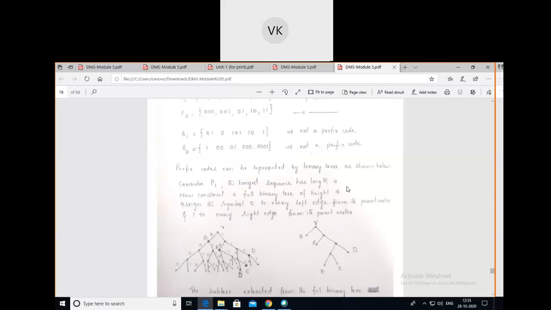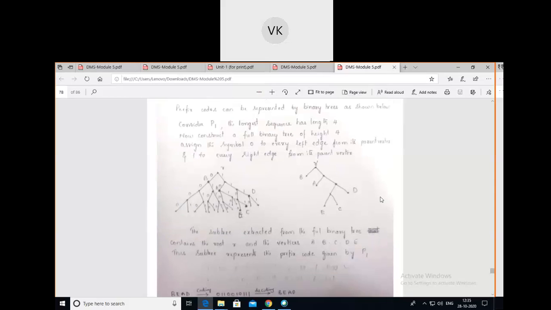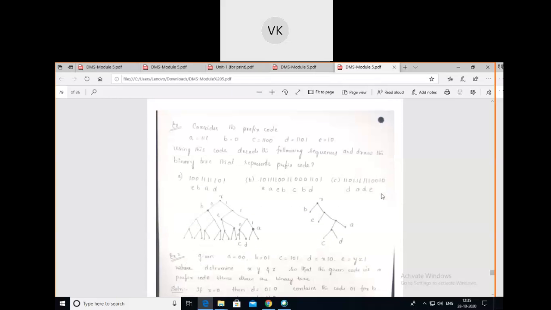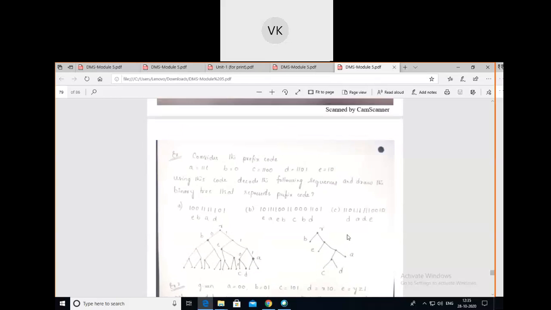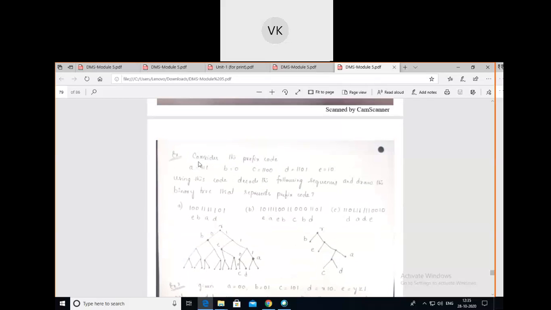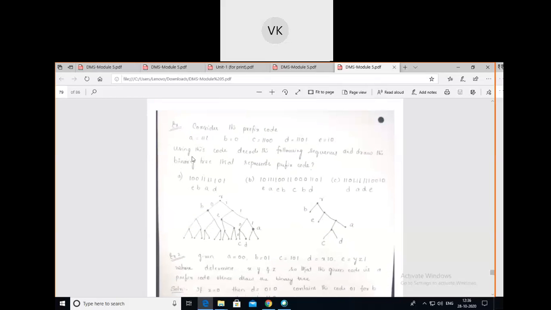I will continue with the example that I was discussing in the last session. Consider the prefix codes giving some of the symbols with specific binary sequences. The question is: using this code, decode the following sequences and draw the binary tree.